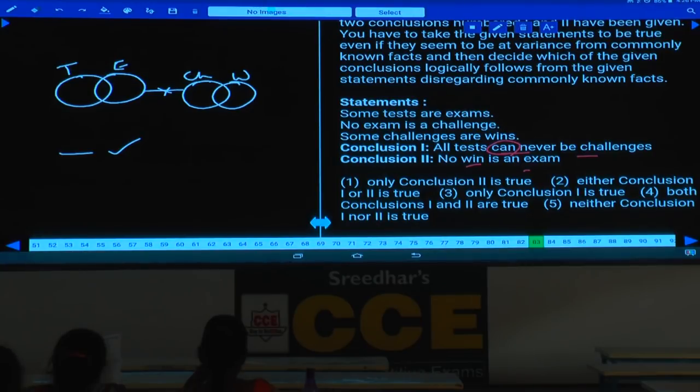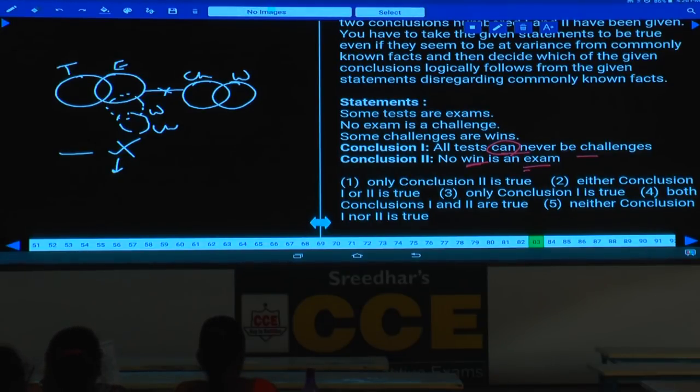Now the second one, in order to make this one false, no win is an exam, we need to prove some of the wins are exams. Now tell me whether I can draw my win and exam like this or not. And win can be here. Now I am drawing my challenge like this. Then what happened to this one? No win is an exam has become false, because I have proven a case where some of the wins are exams. Alternate diagram proven, second conclusion will be false.